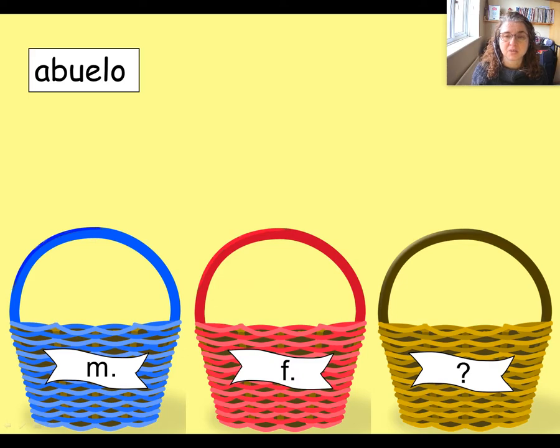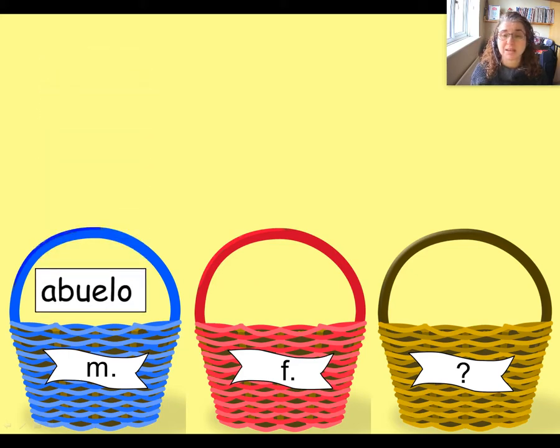So here's our first word. Our first word is abuelo. Abuelo. What do you think? Masculine, feminine, or don't know? Point to the basket you think it is. That's right. It goes in masculine, doesn't it? Because it ends in o.